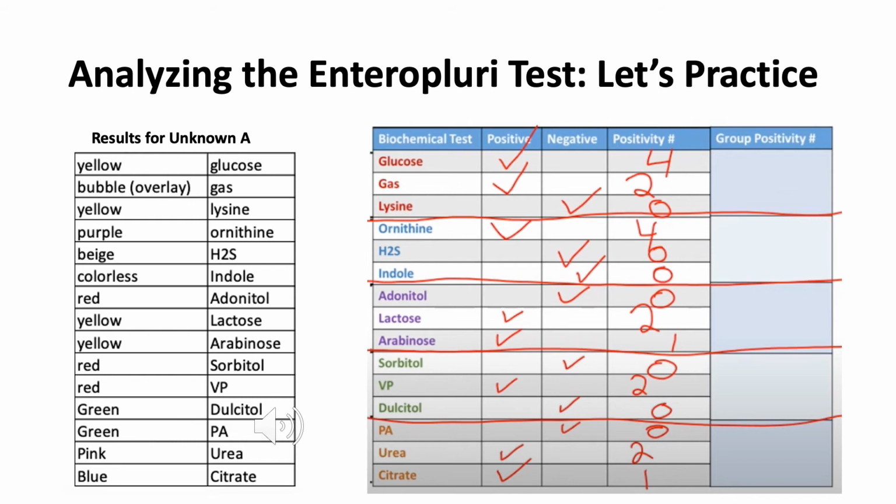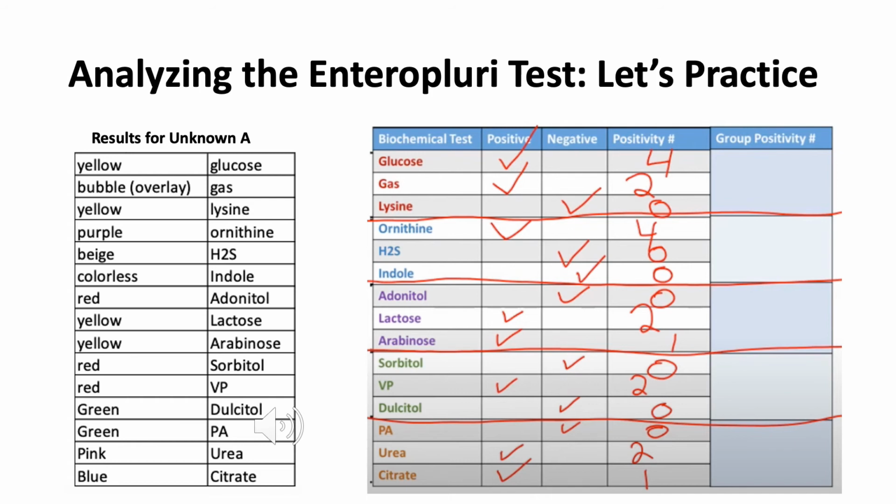Adonitol was negative, so we gave it a 0. The lactose test was positive. The lactose test is the second test in that group, so it gets a 2 because it's positive. Arabinose is positive, but it's the third test in that group, so it gets a 1. Moving on to the next group. Sorbitol was negative, so it got a 0. VP was positive. VP is the second test of that group, so it gets a 2.